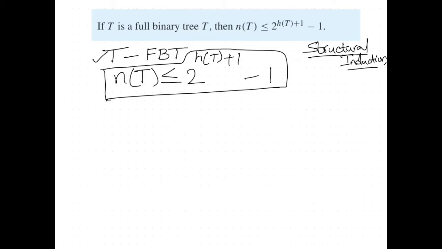If T is a full binary tree, then this inequality is going to be true. So how is it going to be true? I am going to prove it by using structural induction. Now, this is an inequality. Why? Because there exists a less than symbol. If there were an equal to, then I could say equality. Here there is a less than symbol, so I can say this is an inequality.